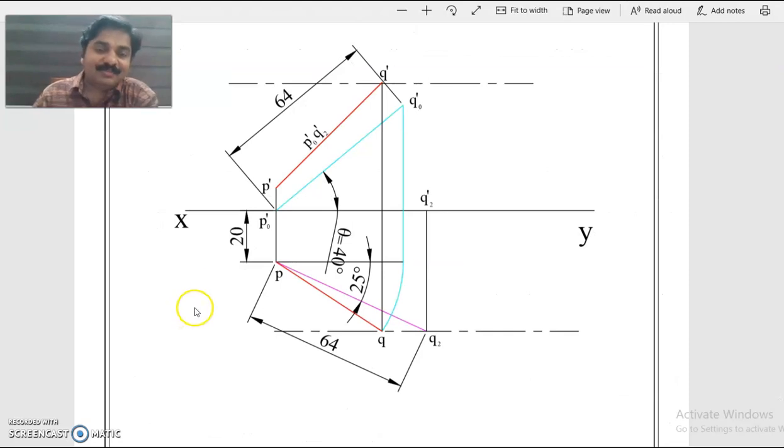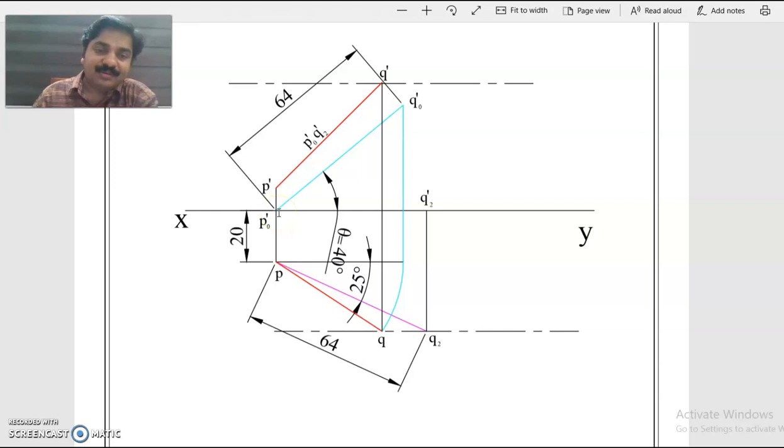Let us analyze this problem. Here the partial address of one endpoint is given and also the partial address of the other endpoint is given. End P is 20 mm in front of VP is given, but whether it is on HP or its distance from HP is not given. End Q is this many mm above HP is given, but whether it is in front of or behind VP is not given. So the true length is given.